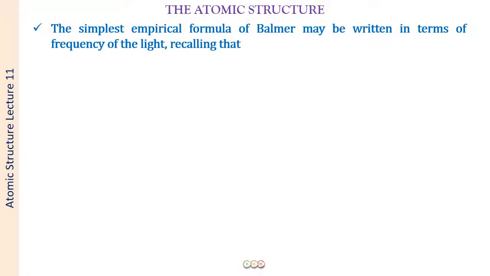So now the simplest empirical formula of Balmer can be written in terms of the frequency of light as well, because we now know that there is a relationship between frequency and wavelength. That is c is equal to nu lambda, or we can say 1 by lambda is going to be nu upon c. So by putting the value of 1 by lambda from the Balmer's formula, we get frequency is equal to R into c multiplied by 1 over 2 square minus 1 upon n square.